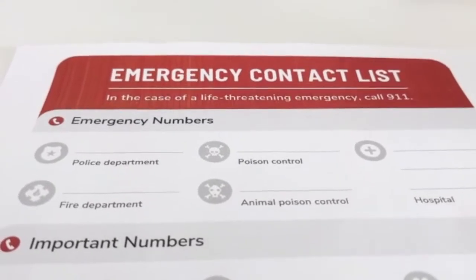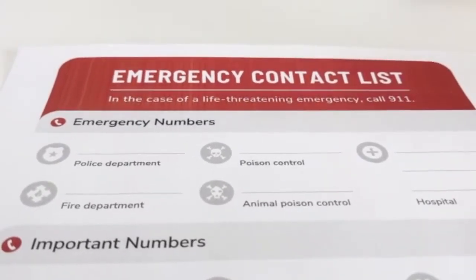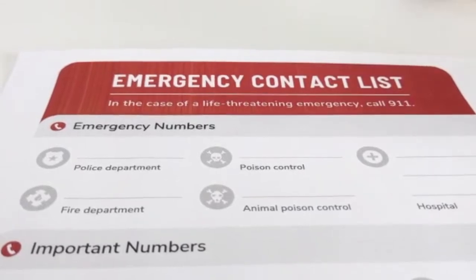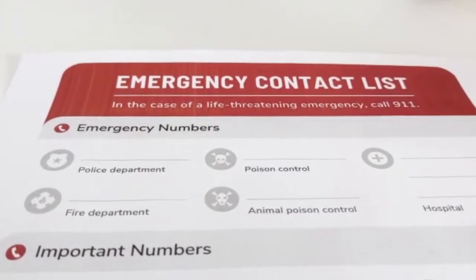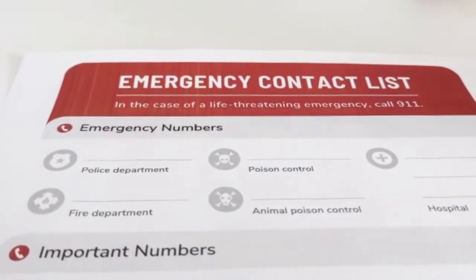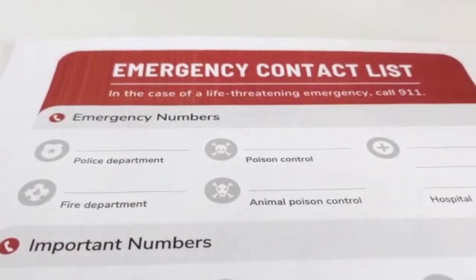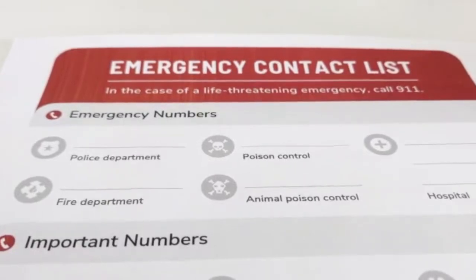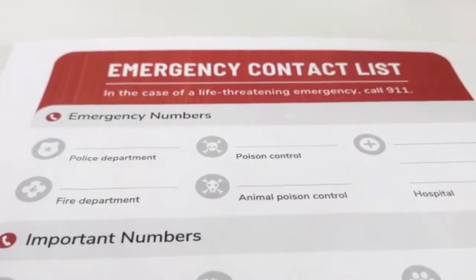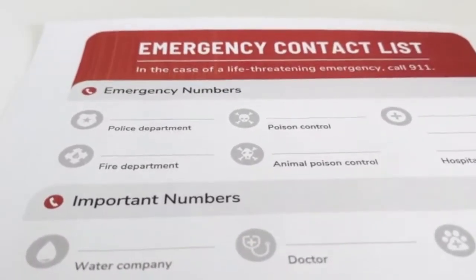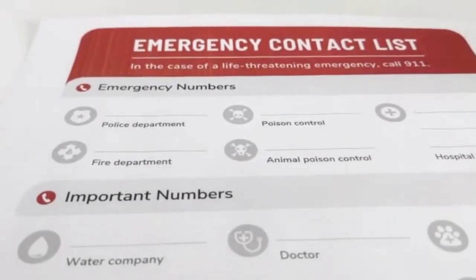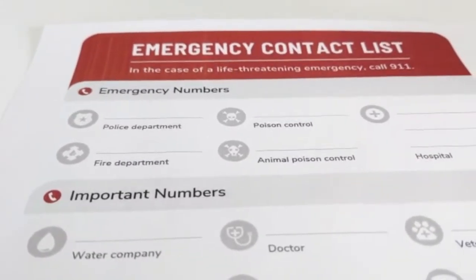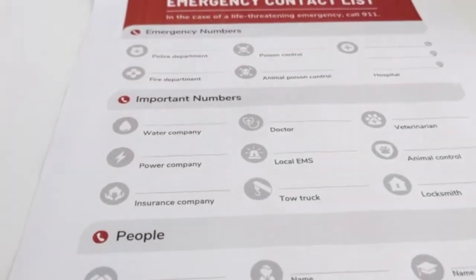So these are those life-threatening emergencies, such as an accident or fire, or if something in your home is smoking. It could be a chemical spill, or anything like that that is actually dangerous. And then you also have your local numbers that you can put down for the rest of them.